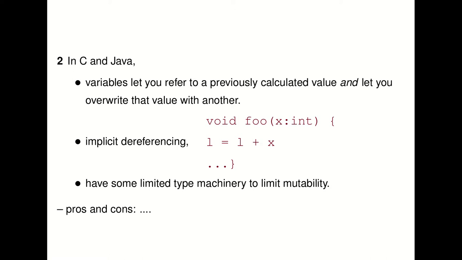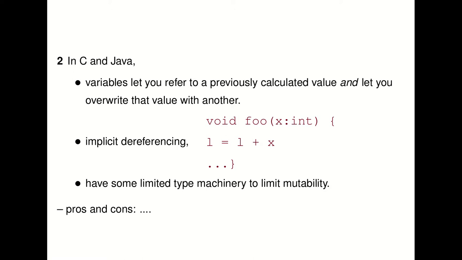So if you have an algorithm with loops in it, having mutable variables makes a lot of the machinery of your loops a bit easier to read. It's just nicer to read while L is greater than 0 than while bang L is greater than 0. So there's a bit less noise.